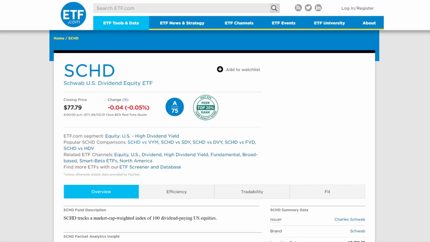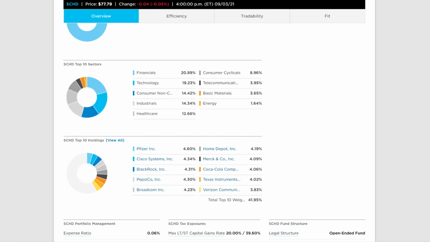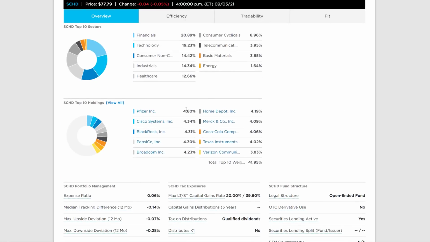So to take a look at all of their holdings, we're going to head over to ETF.com. If you type in the ticker SCHD and scroll all the way to the bottom, you can see the individual holdings based off of their weighting. You can see that no one individual company is weighted over 5%. I really like that because it is a great way to reduce and manage risk.